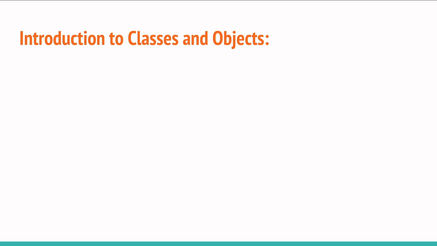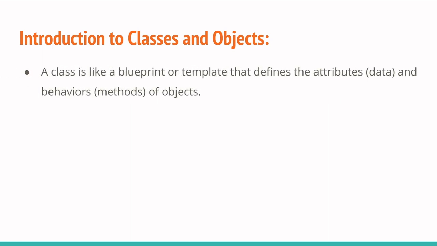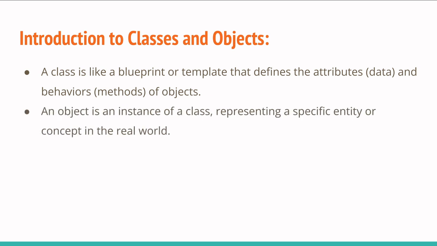Introduction to classes and objects. Let us first understand what a class and an object are. A class is like a blueprint or template that defines the attributes and behavior of an object. So a class is just like a blueprint or model from which we create an object. It means that we write the properties and actions of objects in the class. And what does an object mean? An object is an instance of a class. It represents a specific entity or concept in the real world. An object can be tangible or intangible.